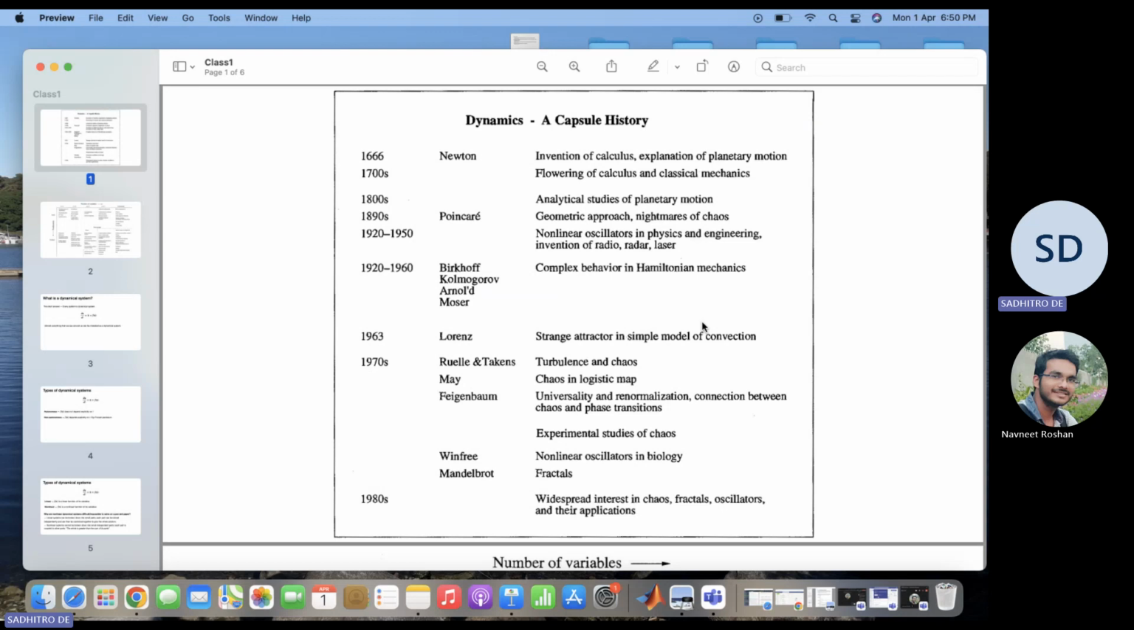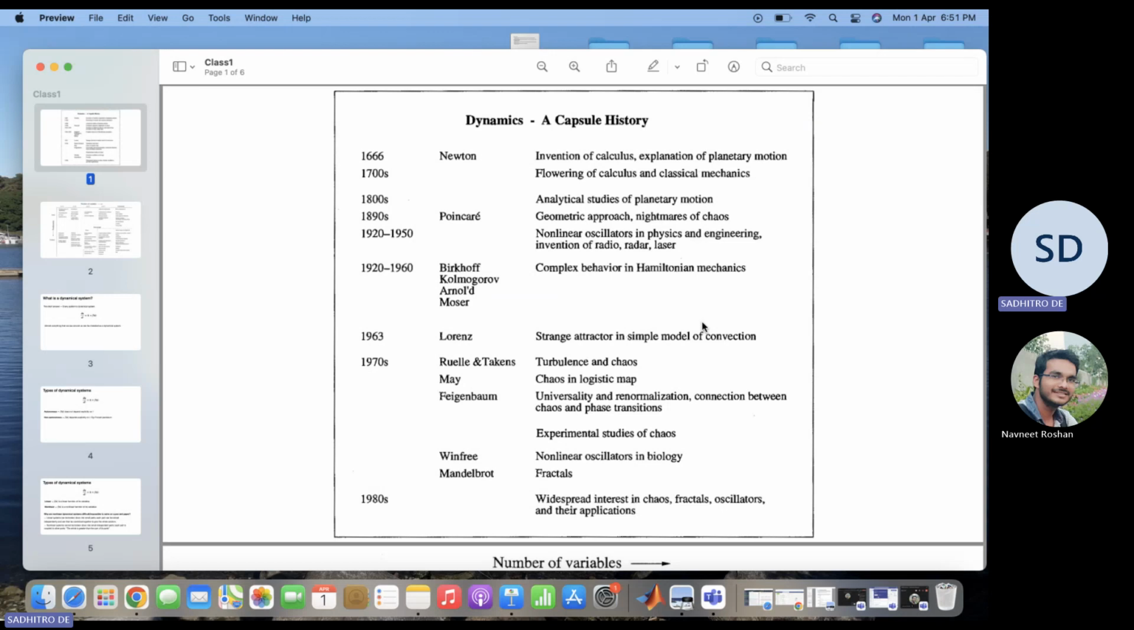Then in the 1920s and 1950s, there were nonlinear oscillators, which were discovered in physics and engineering, basically with the invention of radio, radar, and laser, and all these things. And then also there was Kolmogorov, who had given his laws of turbulence, and also certain research into complex behavior in Hamiltonian dynamics by Arnold and Moser and all these people. But the main burst of chaos, I mean, the main research in chaos started in 1963 with the research of Edward Lorenz.